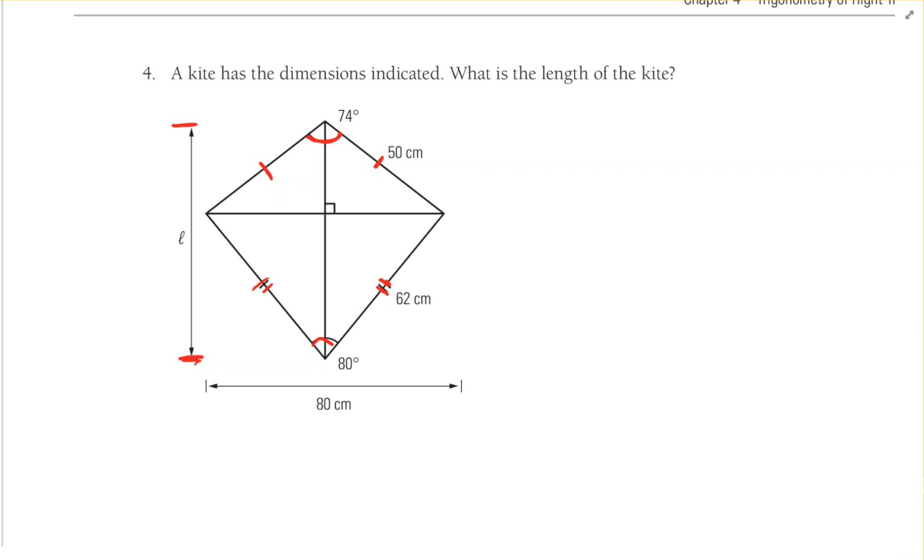So there's actually a few ways that you could solve this one, and I'm going to leave it up to you. I want you to figure it out. So go ahead and answer number 4 now.